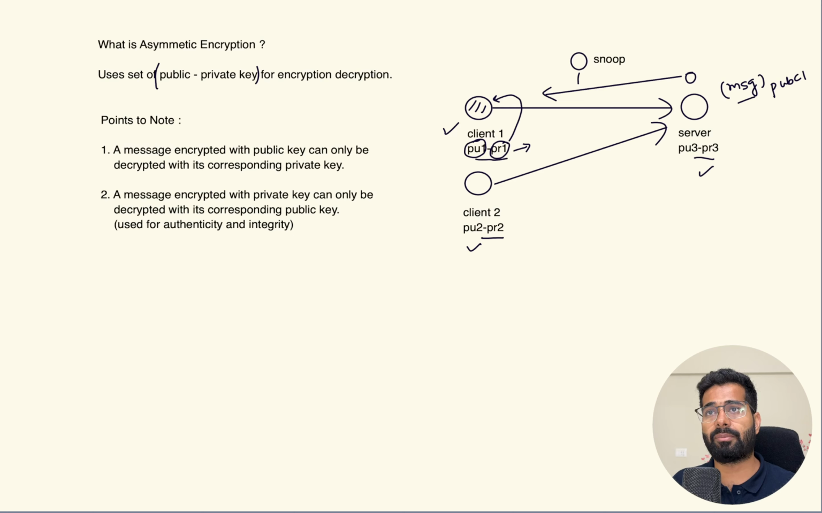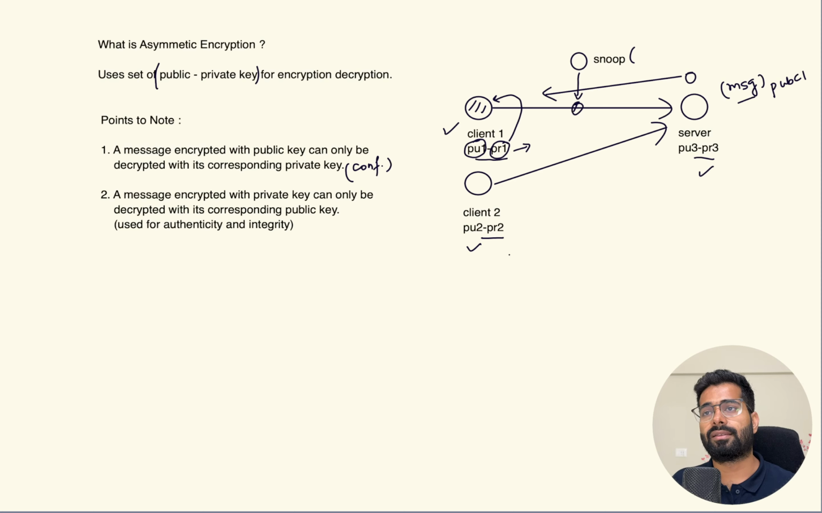So even if somebody is snooping or tapping the bytes and gets to know about the encrypted message, he will not be able to decrypt it because he does not possess the private key of client 1, right? So this point is very important, and thus we establish the confidentiality of the data using asymmetric encryption. Now let's cover the second point.